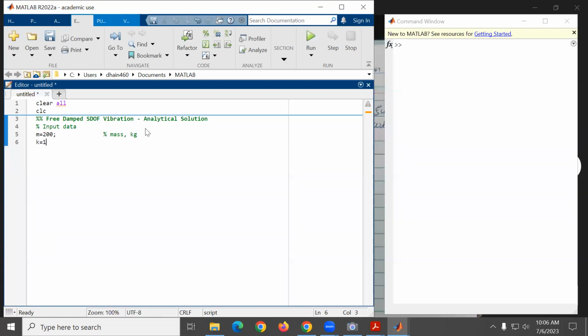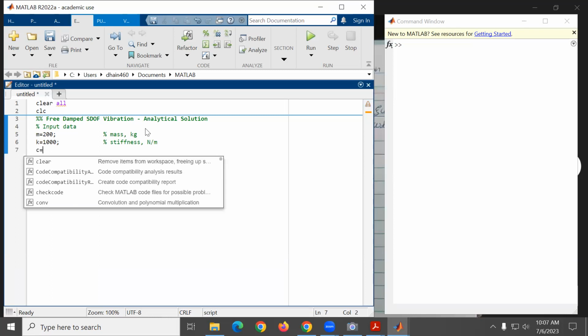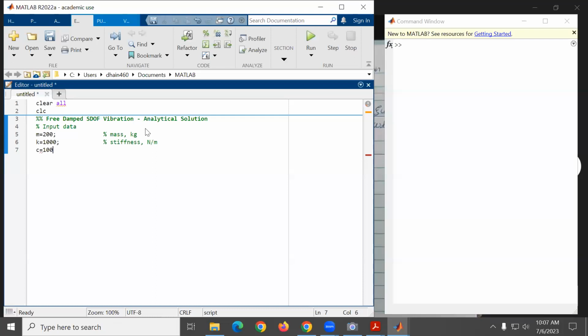What do we have then? K equal to 1000. This is the stiffness in what were the units we use here? Newtons per meter. And then the damping, we had 100. And this is viscous damping, Newton per meter second. But I mean, again, it's not that important.